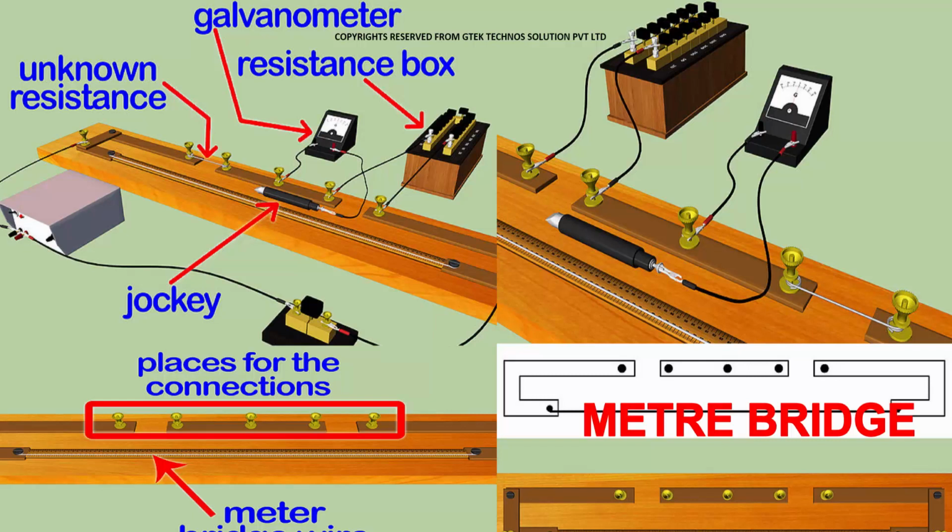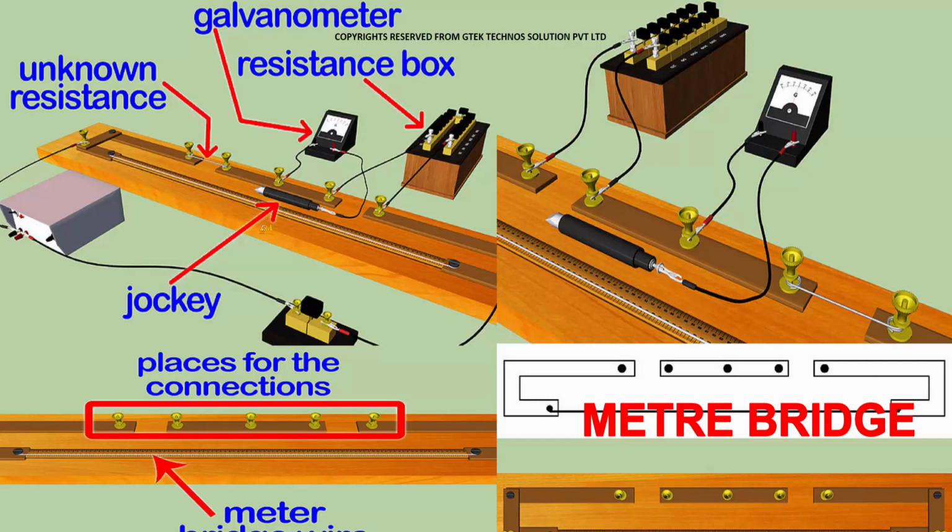Now let's talk about the meter bridge. To find the resistance, this meter bridge is used. The meter bridge works on the Wheatstone bridge concept. You are able to see the galvanometer here, the resistance box. This is your meter bridge with the jockey. And we are able to connect your unknown resistance here and the known resistance here. This is your meter bridge.